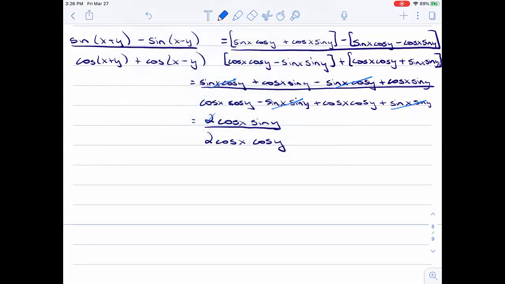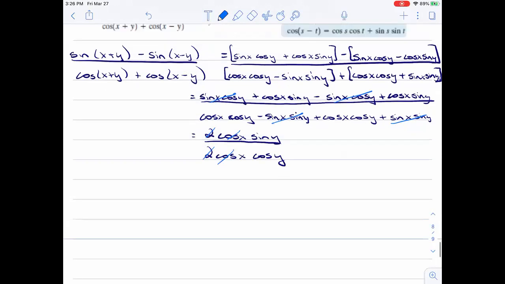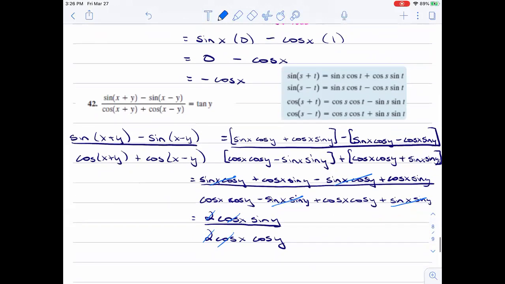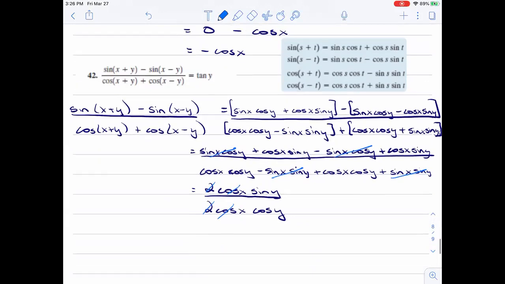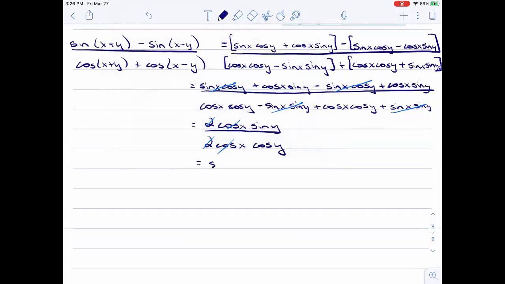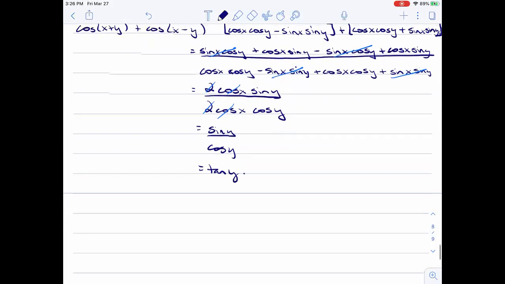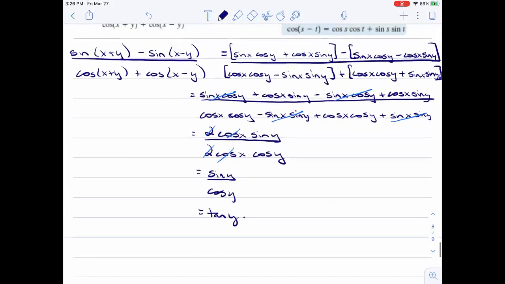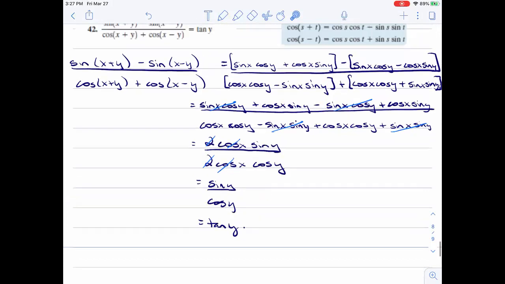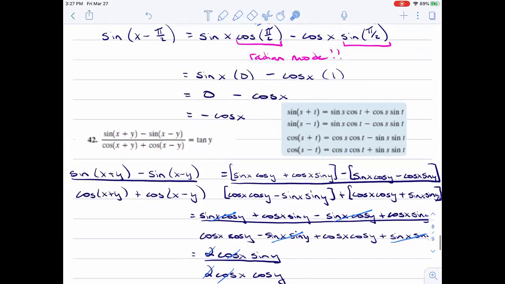Cha-ching. These 2's are going to cancel. These 2 coses are going to cancel. Sine y over cos y. Oh, hey, we didn't have to go that far. It was just a lot of work here in the beginning. Is tan y, which is sine y over cos y, which is tan y. Phew. So even though that got kind of nasty over here right in the beginning, once we were able to cancel stuff out, it wasn't that bad actually. And I thought that one was going to take a long time.